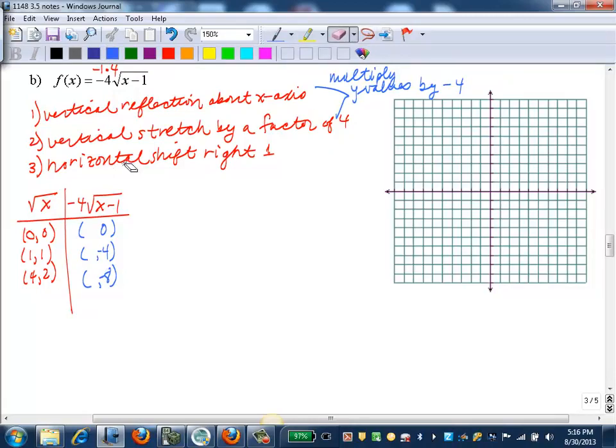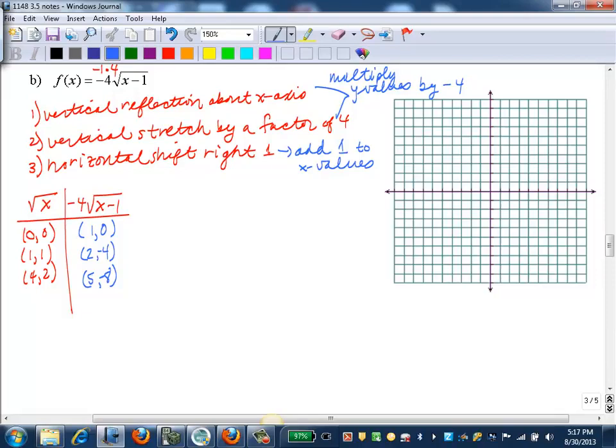Okay, so now we've got our horizontal change, our horizontal shift, right 1 unit, and we know that occurred because of the subtraction inside the grouping symbol, but remember, horizontal stuff's backwards, so to shift it right, we're actually going to add 1 to our x values. So I take my x value of 0, add 1, and I've got 1. Take my x value of 1, add 1, and I get 2. And then take my x value of 4, add 1, and I get 5.